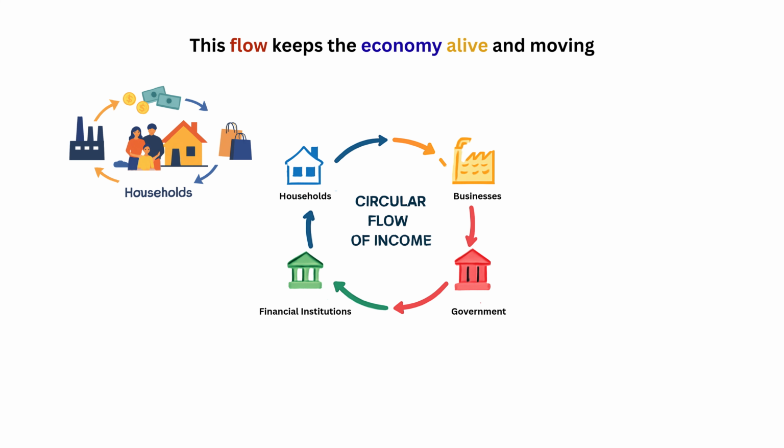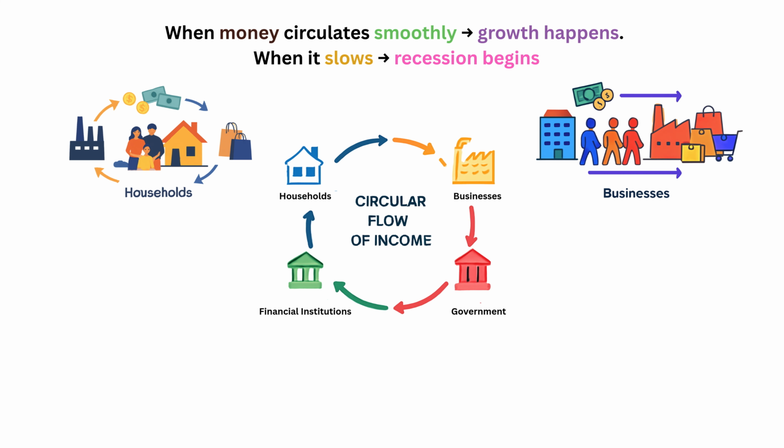You sell your labor, or work, to businesses in exchange for wages, and you use those wages to buy goods and services. Households are the primary consumers in the economy. Businesses use the labor provided by households to produce goods and services. They then sell those goods and services to households and other businesses. Businesses are the producers in the economy.